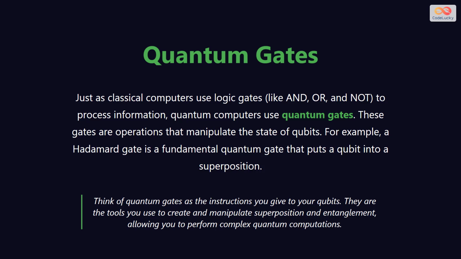Classical computers use logic gates to manipulate bits. Similarly, quantum computers use quantum gates to manipulate qubits. These are the fundamental operations that allow us to control the state of qubits, put them into superposition, entangle them, and ultimately perform calculations. Gates are the building blocks of quantum algorithms.